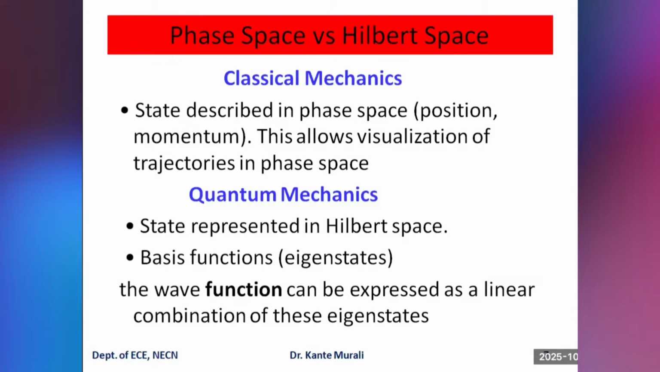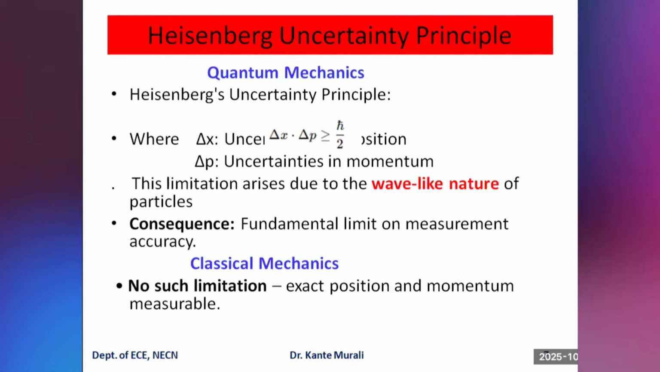For example, phase space is like a map with x and p axes, whereas the Hilbert space represents all possible wave functions of a system. That means it helps us understand the behavior of any system. Let us come to the uncertainty principle.